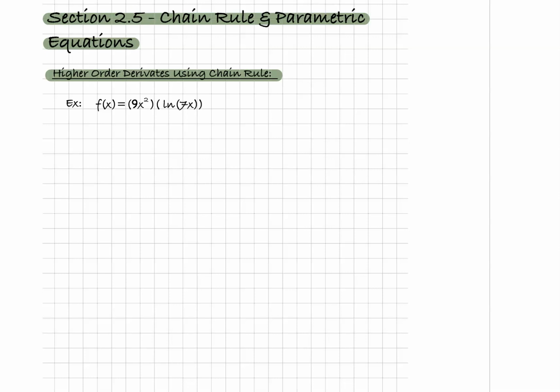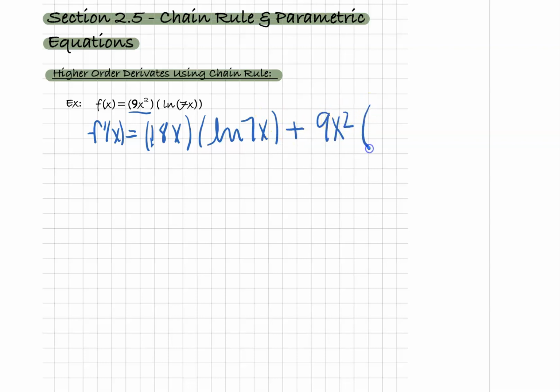So what I want to do in the first example is find the first derivative. And then once we have found that and simplified it, I want to see what it looks like for us to find a higher order derivative, such as maybe the second derivative. I'm going to have to execute product rule and also my rule about natural logs. So f prime of x is equal to the derivative of the first, which is 18x, times the second, which is ln 7x, plus the first, 9x squared, times the derivative of the second. Remember, natural logs, you put your 7x on bottom and you put its derivative, which is just 7, on top.